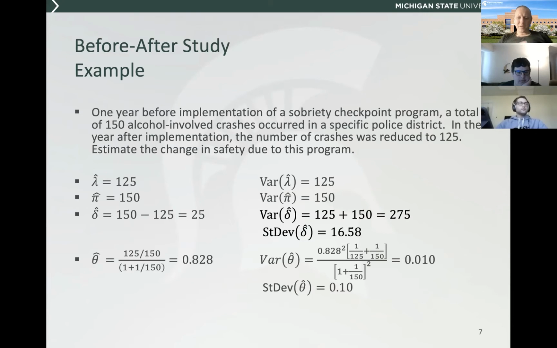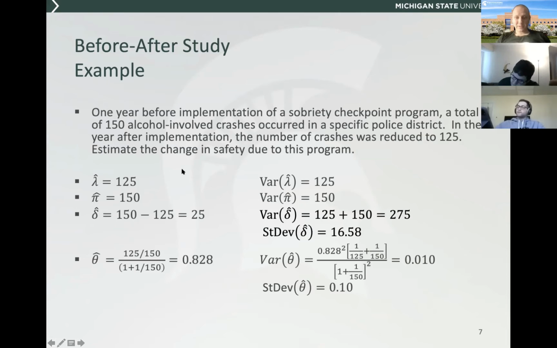But we've just got an example here. So let's assume we've got a sobriety checkpoint program that's aimed at reducing alcohol involved crashes. And so in a given district, maybe we had 150 crashes of that type prior to the implementation of this program. And then afterwards, that was reduced to 125.